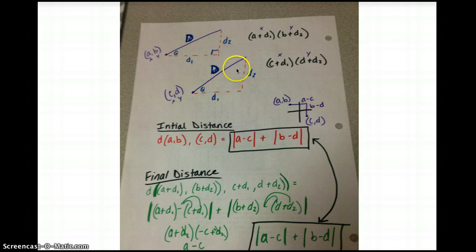We use these lines and we make triangles out of them, and I gave each side a label of D1 or D2, and then over here you can see the math that we have put together. So the x-axis gets A plus D1, the y-axis gets B plus D2, the x-axis gets C plus D1, and the y-axis gets D plus D2.